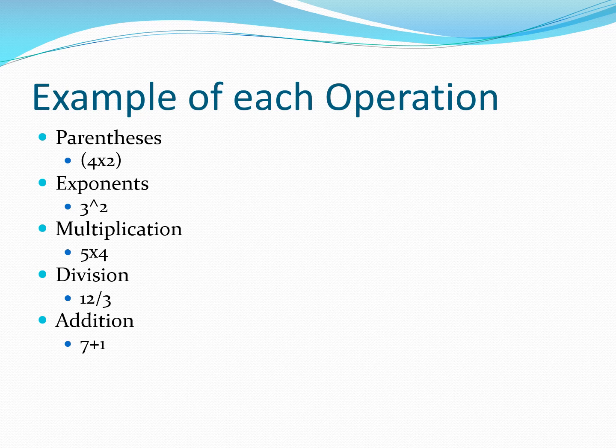Everyone knows what addition is, so 7 plus 1, 4 plus 2, 6 plus 7, anything of that addition. Last is subtraction. Subtraction, 6 minus 5, 3 minus 1, 6 minus 2, anything. So addition and subtraction go together, multiplication and division go together.